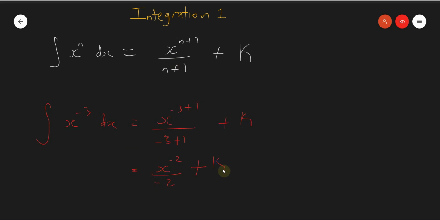Okay, since I mentioned the integral of sine x and cosine x, let me write an example problem here. Let's say we have x cubed plus sine x minus cos x.